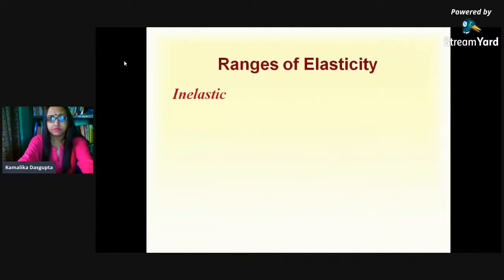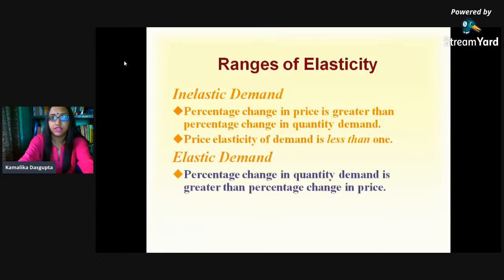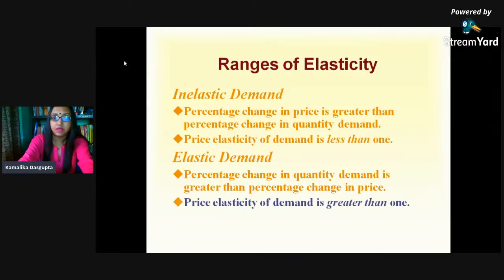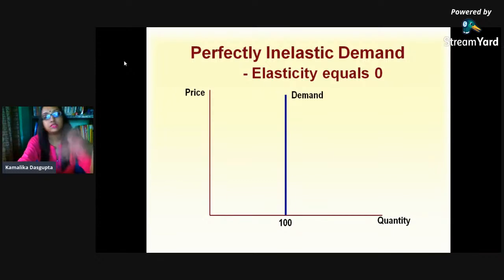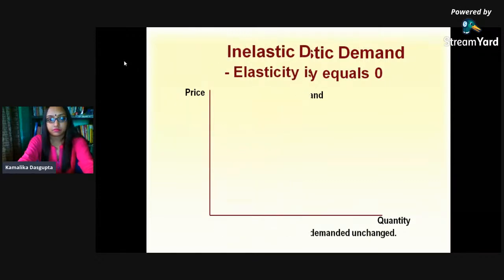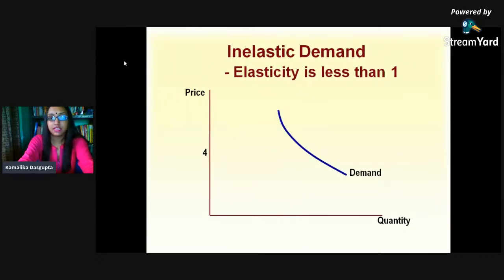Okay. And these are the ranges of elasticity we had discussed: inelastic demand and elastic demand. This is the perfectly inelastic demand, where the demand curve is vertical, which indicates that no matter by what percentage price changes, whether it goes up or goes down, demand remains unchanged. That means it's a perfectly inelastic demand. And elasticity less than 1 is the inelastic demand.